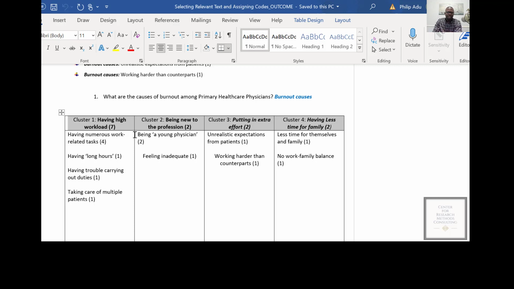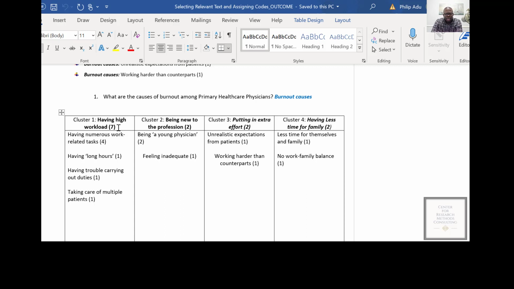So let's try to see. For these themes, although these can independently address a research question, for demonstration, in case you want to find out the connection between these themes, first you can start with having high workload, right? So you ask yourself, what does this one mean? What do I mean by saying having high workload?